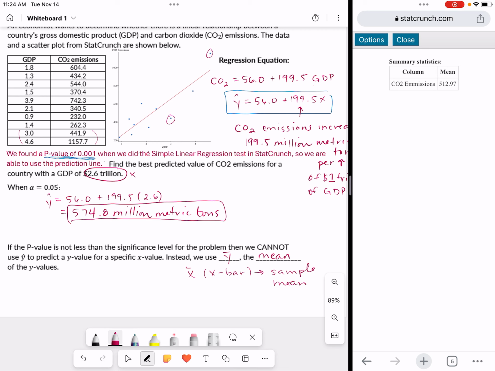All right, I'll do another video where we look at an example like that, but for now, that takes care of the basics of linear regression.